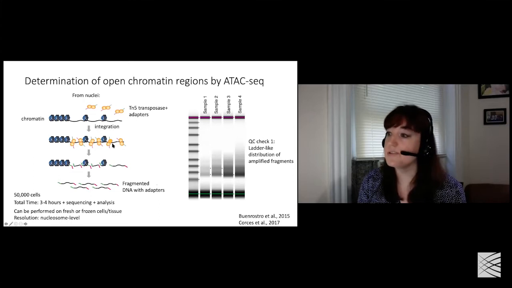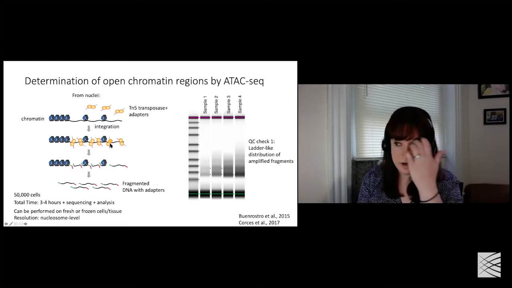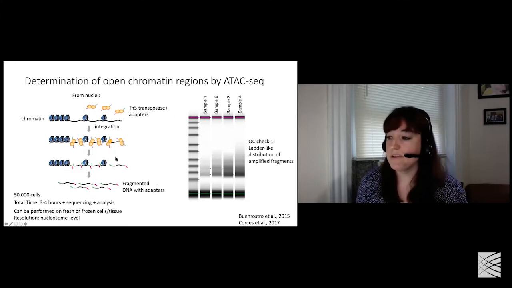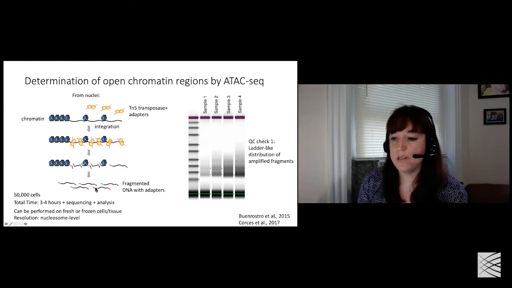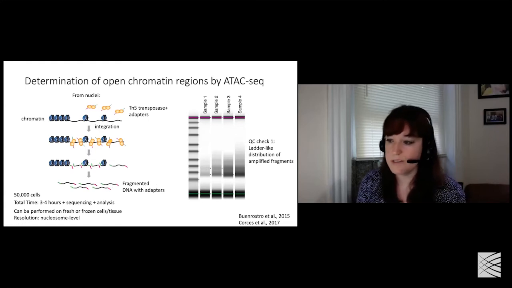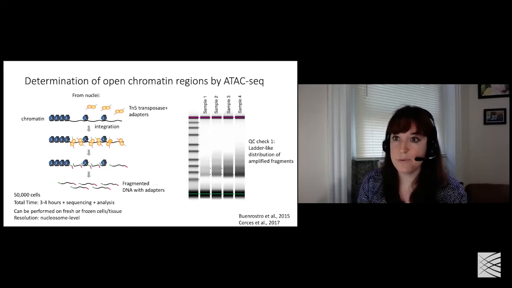Because it physically can, right? So the transposase is integrated in, and then this will fragment our DNA into small pieces, shown here. So these pieces have the adapters attached from the transposase integration, and we can isolate these small fragments of DNA with adapters and perform sequencing on these. This process is pretty short. It takes only 3 to 4 hours plus the time for sequencing and analysis. And importantly, it can be performed on either fresh or frozen cells, which is again a pretty big benefit to this technique. The resolution of our DNA that we get here is on the order of nucleosomes.